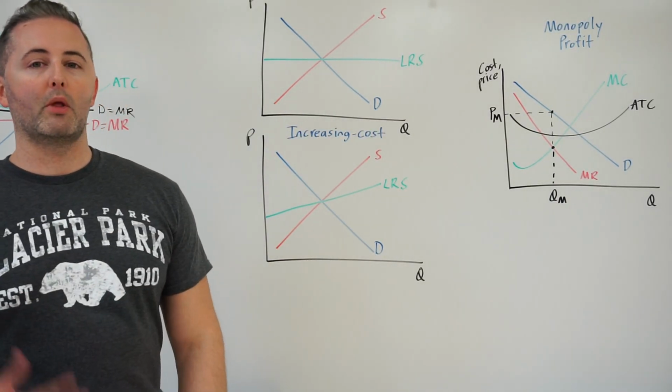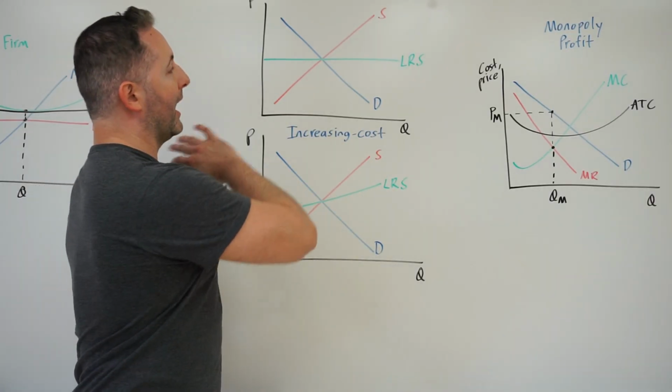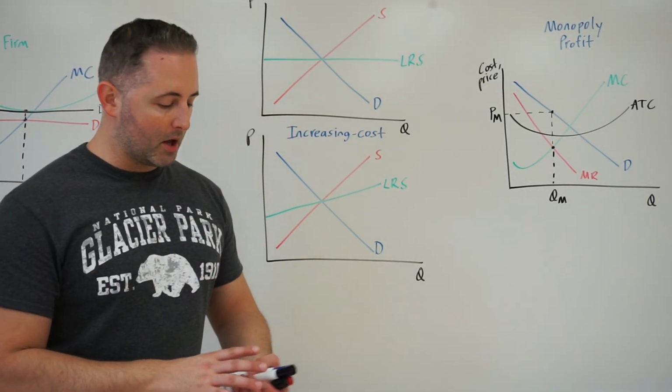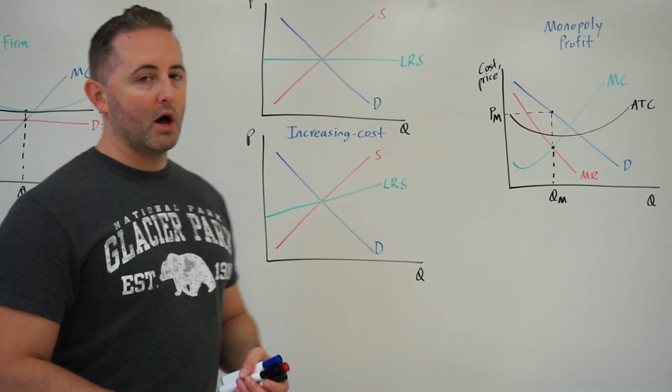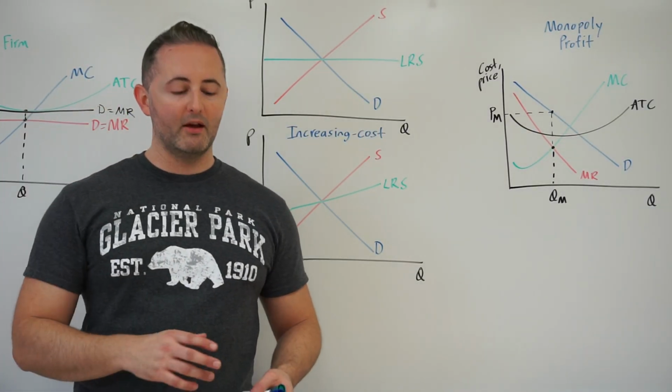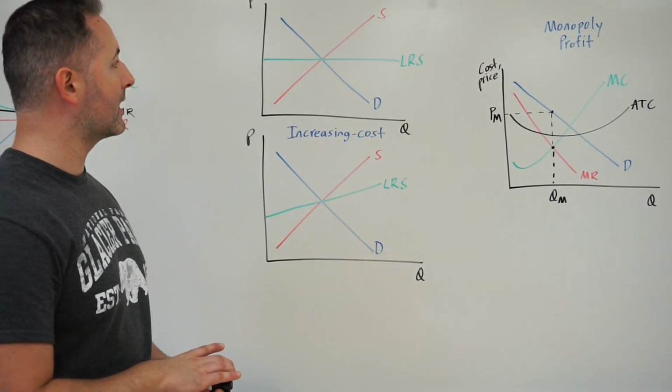So what's the reason or the logic behind each of these? And how does it actually work on the model? So let's start with constant cost. That's going to be the one that the AP test will typically give you, which is good because it is the easiest of the three.